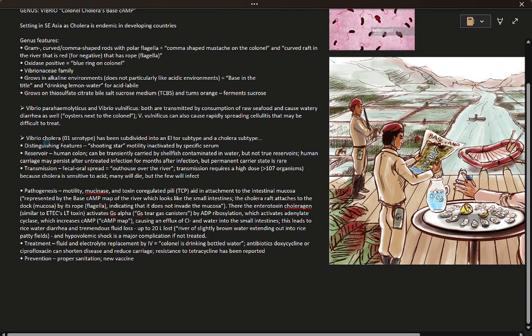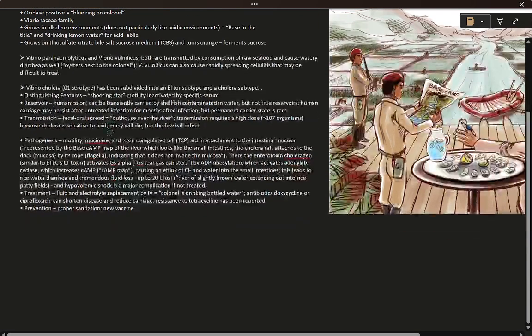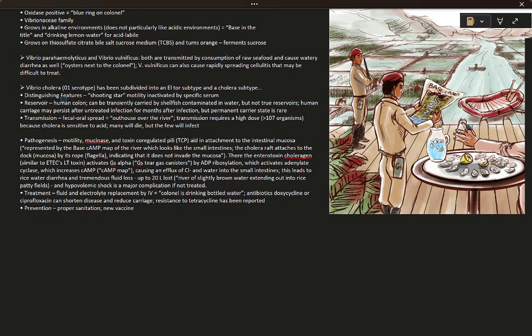So, Vibrio cholera, on the other hand, has been subdivided into an El Tor subtype and a cholera subtype. It's also known as the O10 type. But anyways, there are two subtypes, the cholera and the El Tor subtype. And the distinguishing features for the Vibrio cholera are that they have shooting star motility that is inactivated by a specific serum.